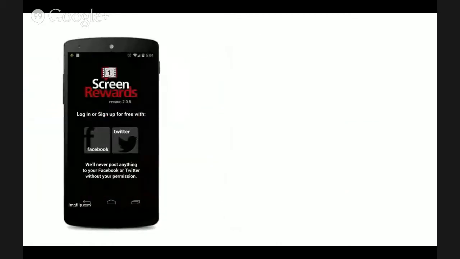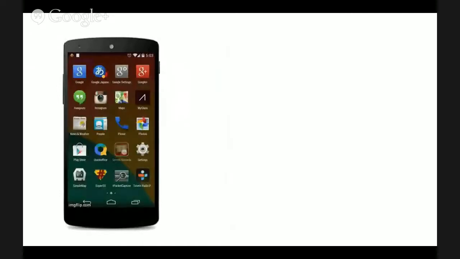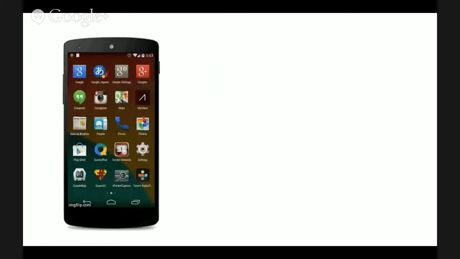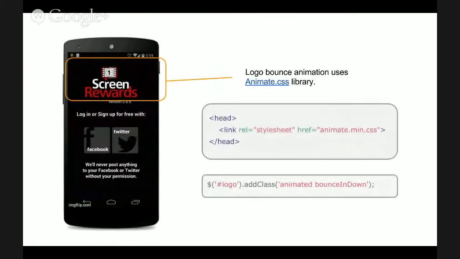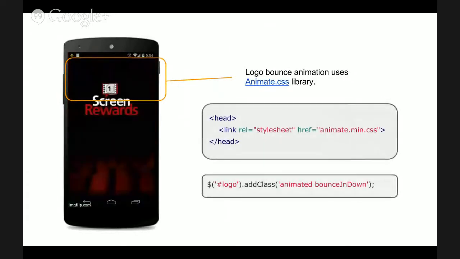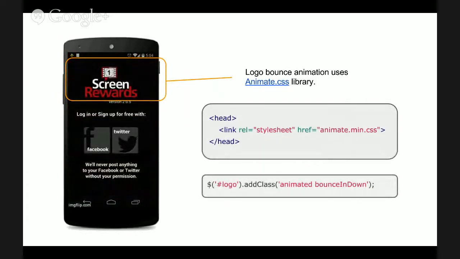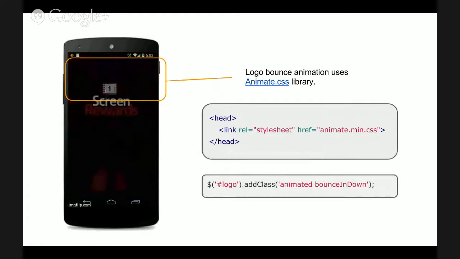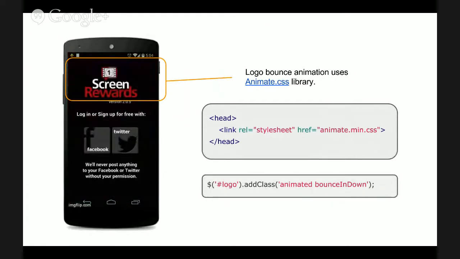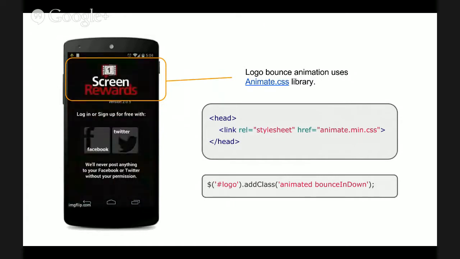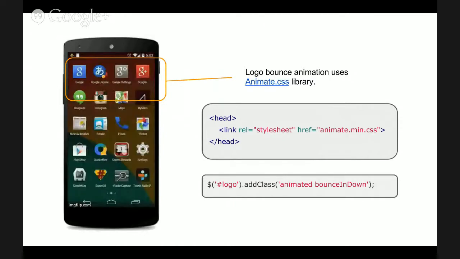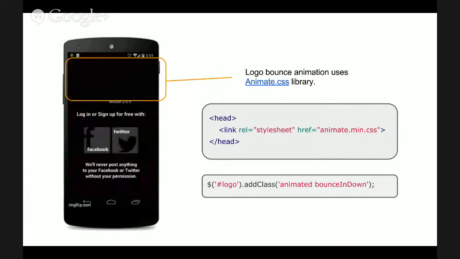This is a screen capture of my company's application. As the application starts up, the logo image bounces up and down. This animation is generated by a CSS library. You can implement this animation in just a few lines like this. You can also use this library for your web page.